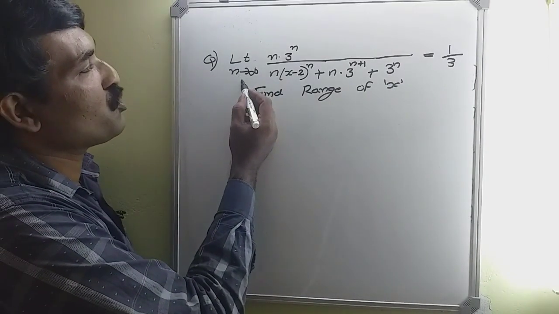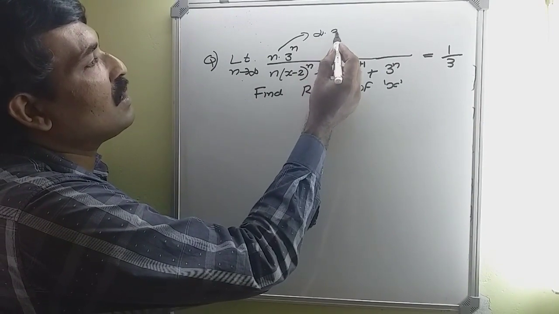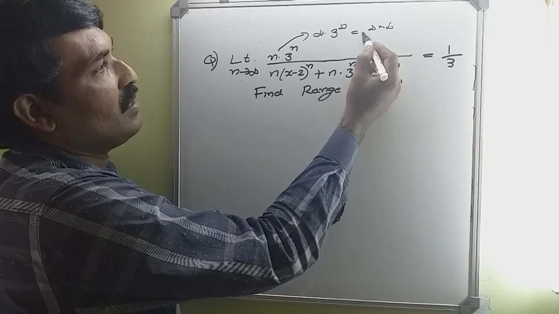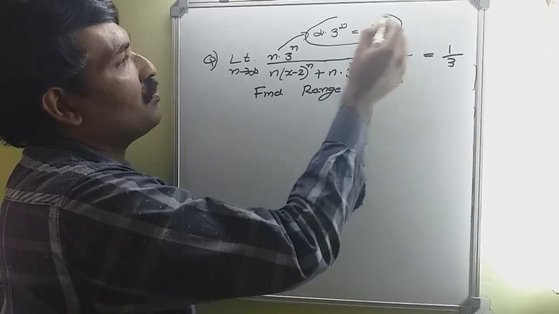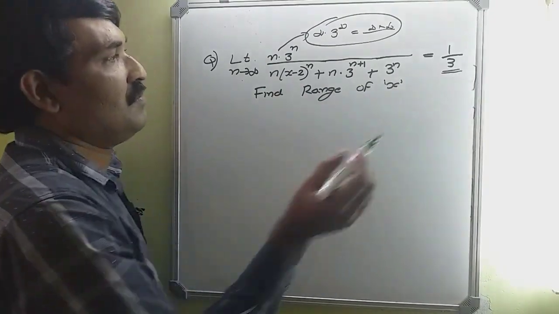So by direct substitution, this becomes infinity into 3 raised to infinity, that is equal to infinity into infinity. So that is an indeterminate form. The answer is a real number, 1 by 3.